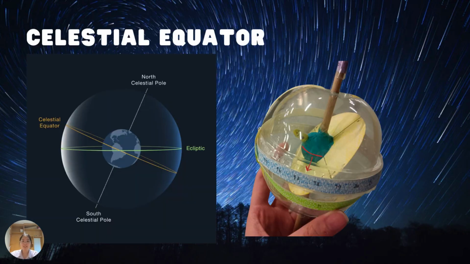Starting from the celestial equator. Its definition is the projection of Earth's equator onto the celestial sphere. Basically, it divides the sky into the northern and the southern celestial hemispheres. In the model, it is the blue star at the center of the outer globes, and you can clearly see that it is the projection of the red line, which is the Earth's equator in our model.